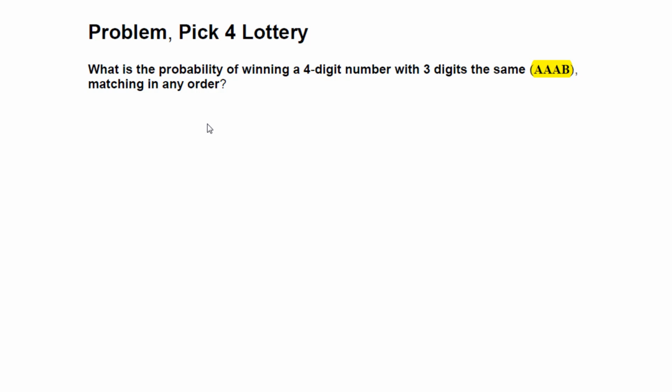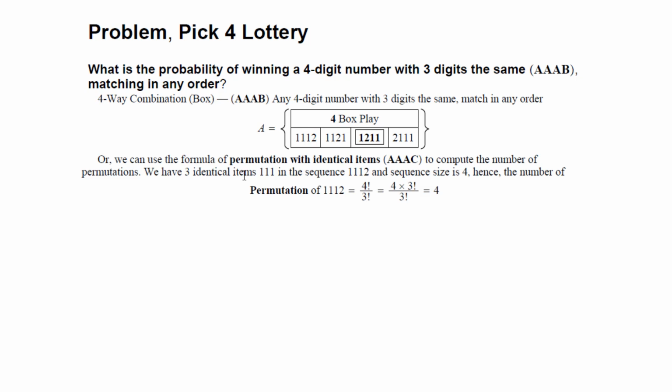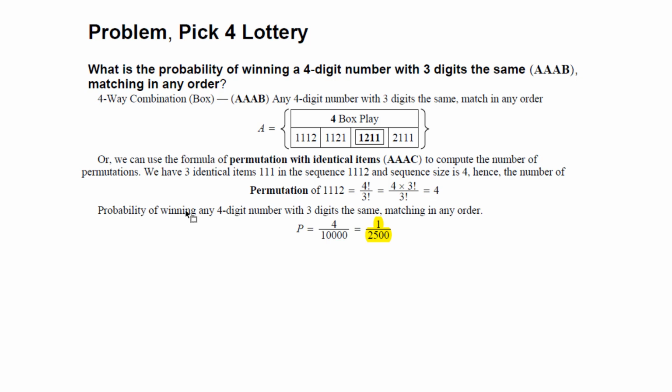In such case they call it a 4-way box, and the reason why is that if we have a ticket such as 1112, we can arrange it in order in 4 different ways. How do we know that? We use the permutation formula: 4 factorial divided by the number of 3 similar digits, which is 3, and we get 4. So now what is the probability? It is 4 divided by 10,000, which is 1 out of 2,500.